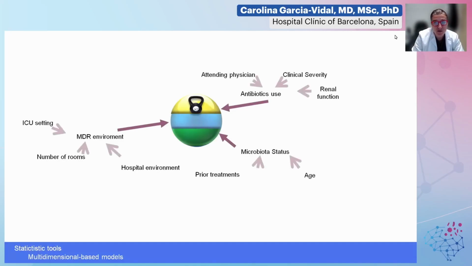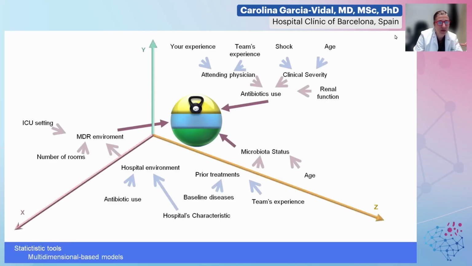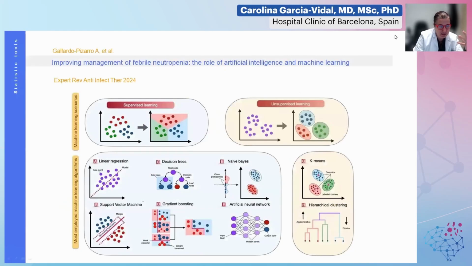But if the problem has a multidimensional statement, it's super difficult. If I tell you antibiotic use is super high, but also clinical severity is medium and the number of rooms is very low, and in this, the team experience is super important, where is the ball going to go now? It's something impossible for the human brain, at least with good accuracy. But this is how artificial intelligence models work. In a multidimensional space, we are doing these predictions.